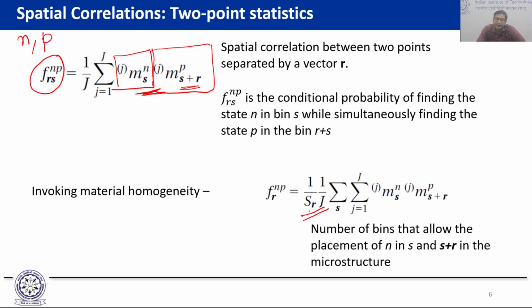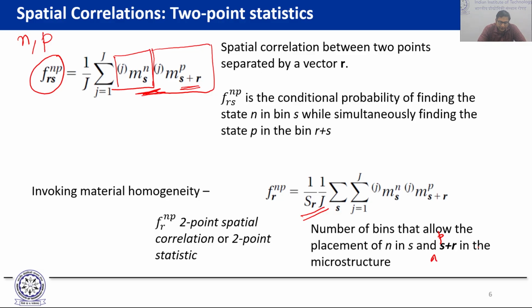So what is now happening is the number of bins that allow the placement of N in S and P in S plus R in the microstructure. So I should write P over here. Placement of N in S and placement of P in S plus R in the microstructure. So this term FNPR is a 2-point spatial correlation or 2-point statistics which is correlating two local states N and P in that given microstructure.